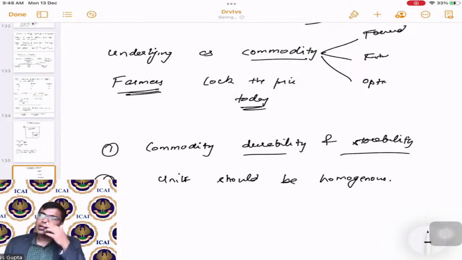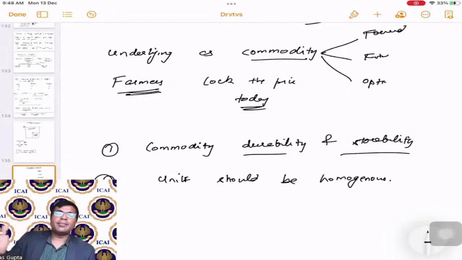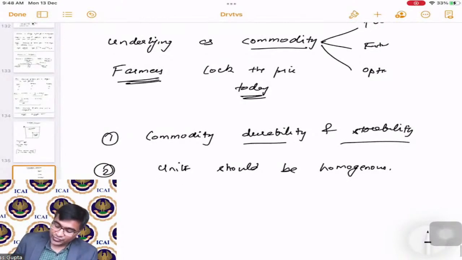For example, you have iron. Iron should be in kgs, right? So all these things should have homogeneity of units. And the biggest factor is the price fluctuations.